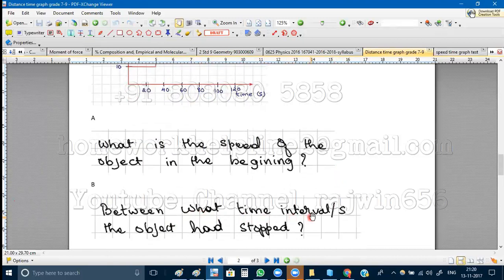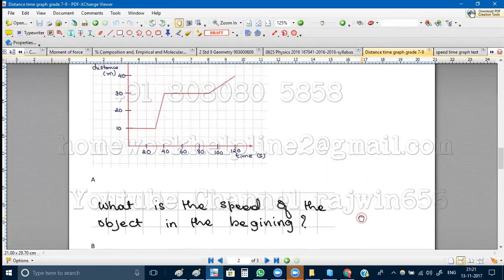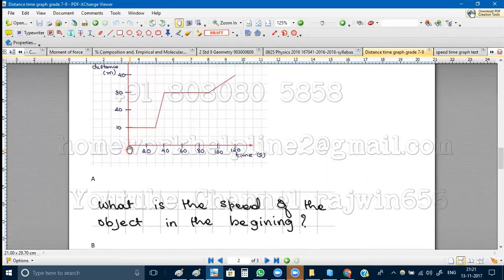Between what time interval or intervals had the object stopped? 0 to 30, correct, and 40 to 90. From here to here it is stopped. This is 0, this is 30. And then from 40 to this part which is 90. So there are two intervals: 0 to 30 seconds and 40 to 90 seconds.